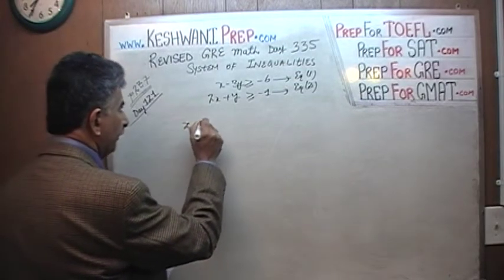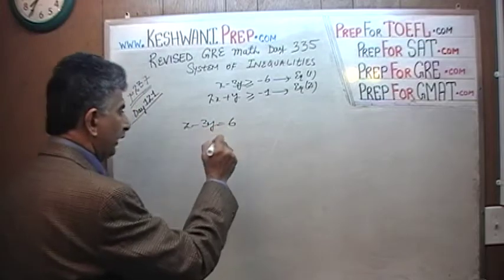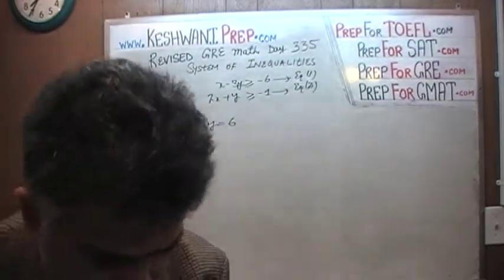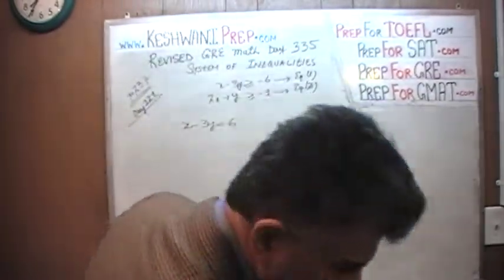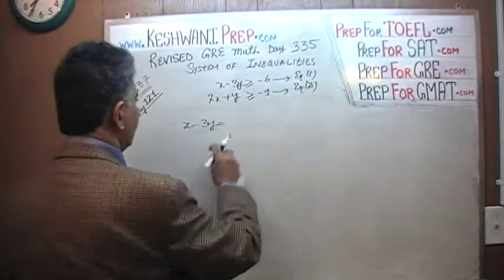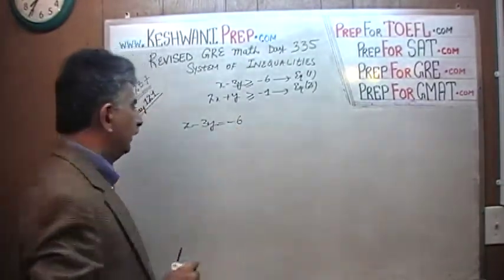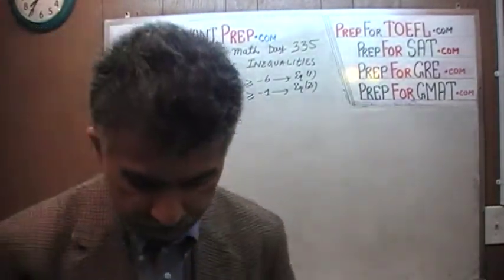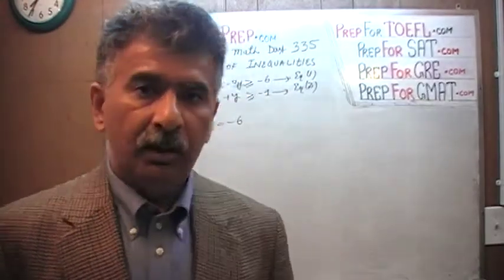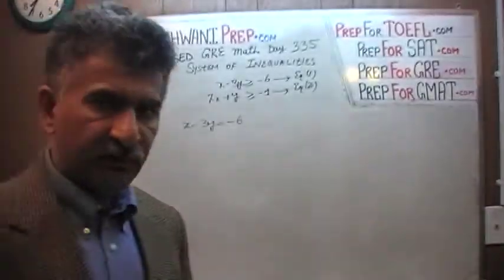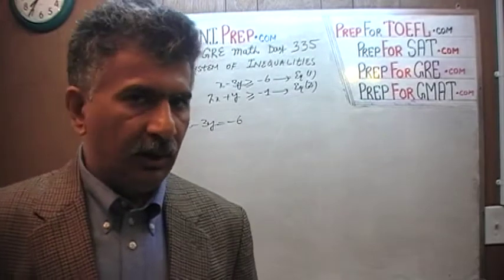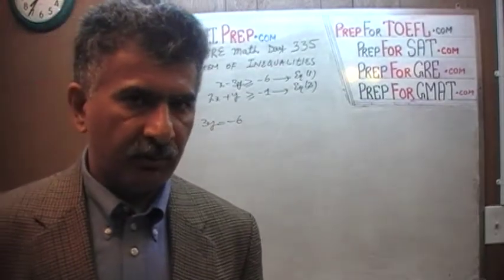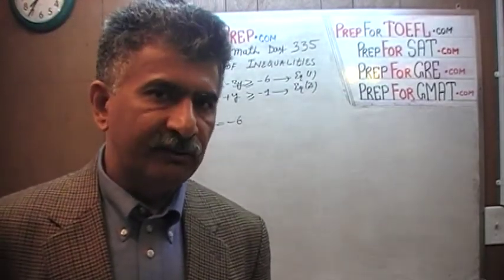So the first thing we need to look at is to take these inequalities and treat them as if they were equalities. Therefore what we have here is x minus 3y equals negative 6. And we want to see very quickly how to plot this. The quickest and simplest way to figure out how a linear equation is going to look on a graph is to locate its intercepts.